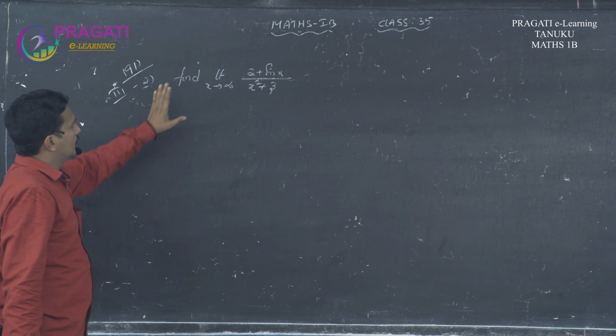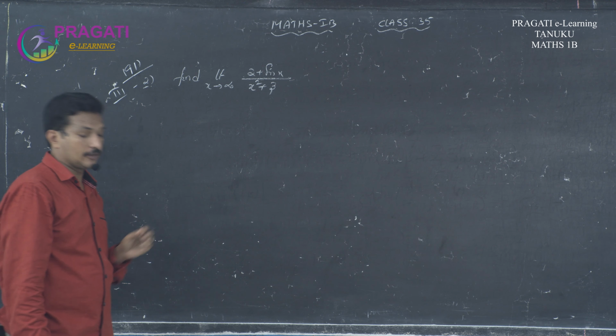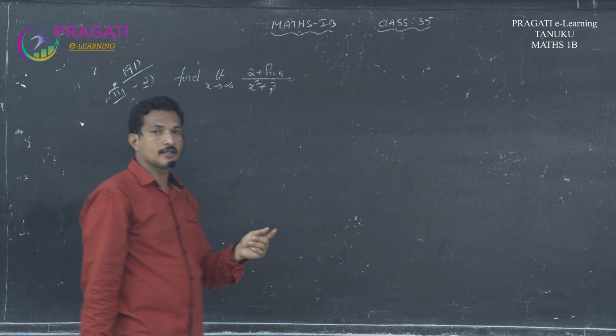Here the problem is: find the limit x tends to infinity of (2 plus sin x) by (x square plus 3). Here it is a trigonometric function, sin x. We know that the maximum value is 1 and the minimum value is minus 1. So we know that minus 1 is less than or equal to sin x less than or equal to 1. It is the formula.